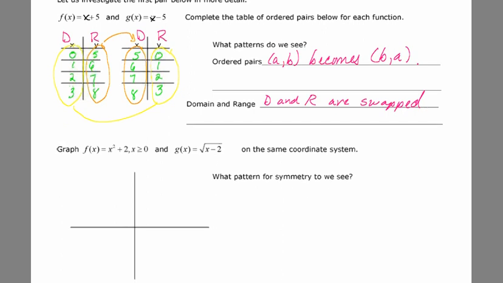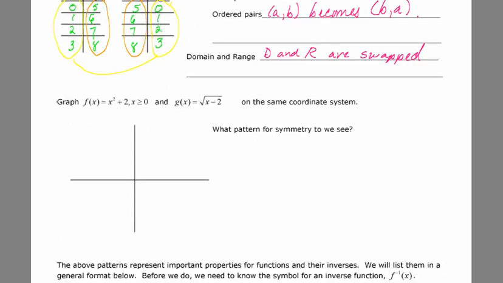And one last investigation, and that has to do with a function and its inverse graphically. So let's graph these two on the same coordinate system. So let me take this one, graph it in blue, noticing that it's a parabola shifted up 2, but the x greater than or equal 0 says I'm only going to consider half. So let's graph half of a parabola up 2 units. That's the point 0, 2.